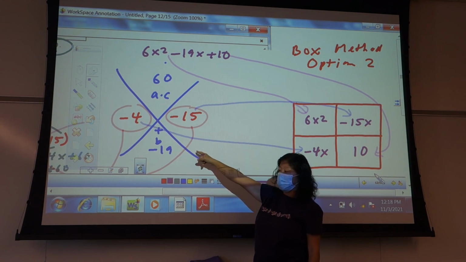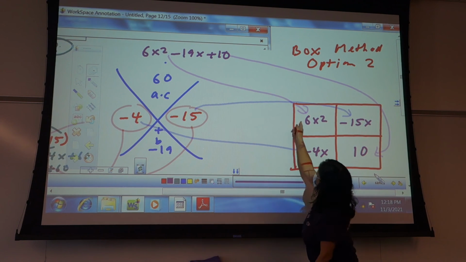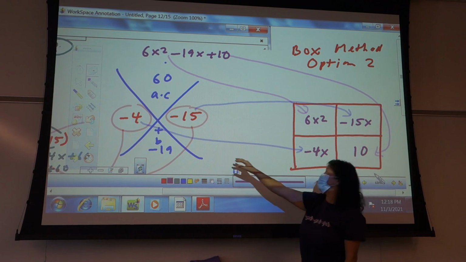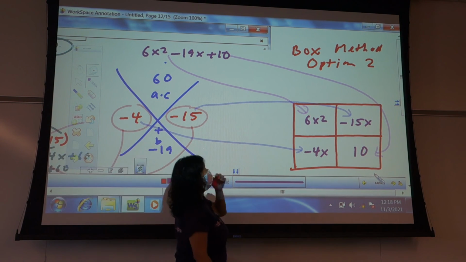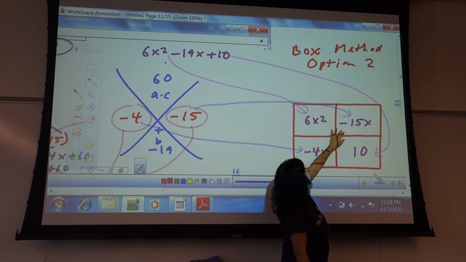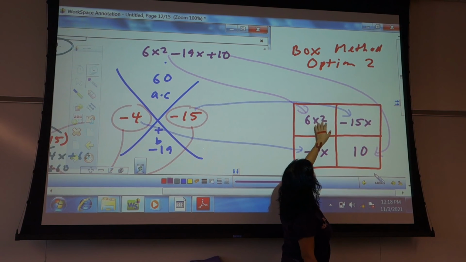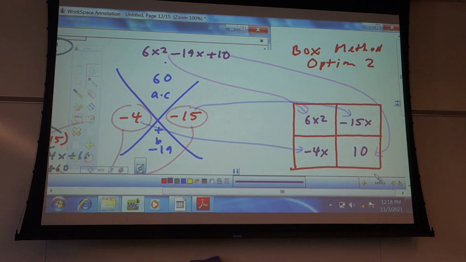From here, you can do option 1, factor by grouping, or option 2, the box method. All right, so now I have to ask, what can I pull out of both of these? 3, and then what? x. Great, 3x. So I'm going to pull 3x out of both of them.